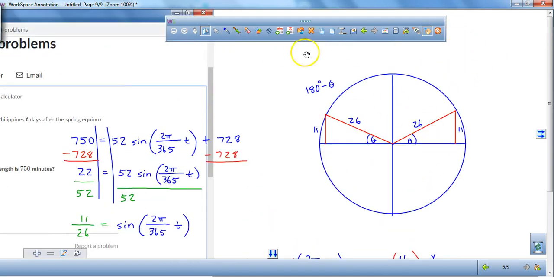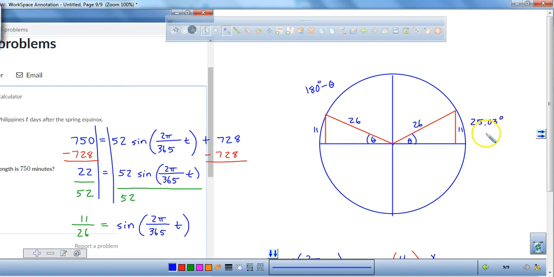So this angle right over here is 25.03 degrees. Now, if we take away that over here, this angle will be 180 minus that, which will become 154.97 degrees. Now that is the angle over here, which basically means from here all the way across to right there.